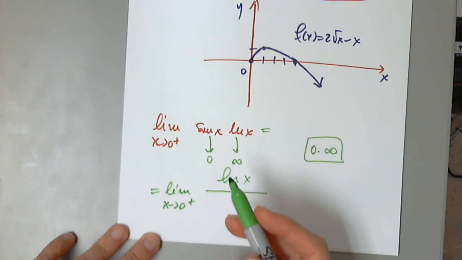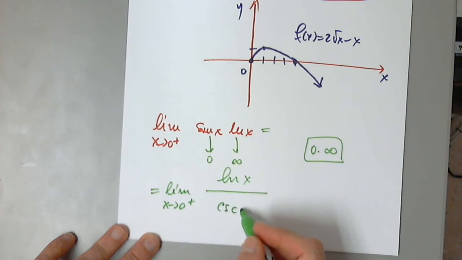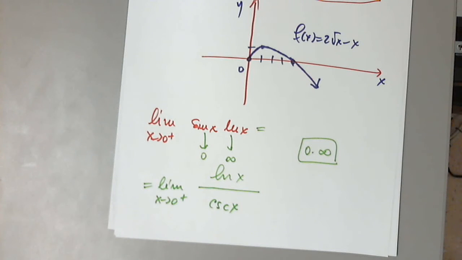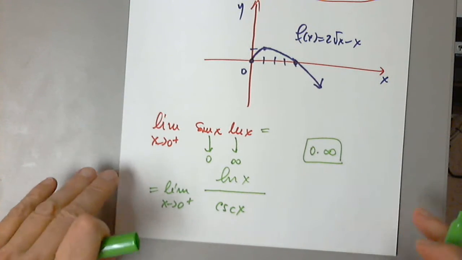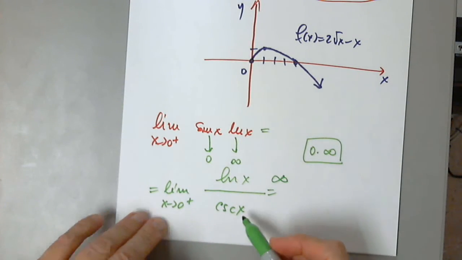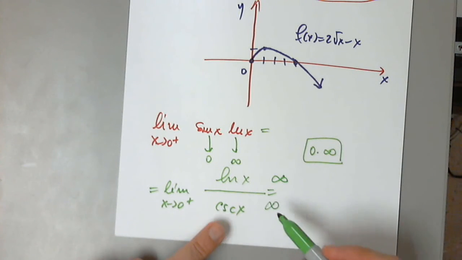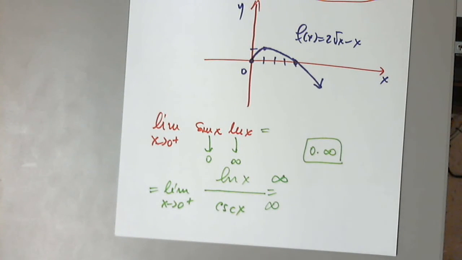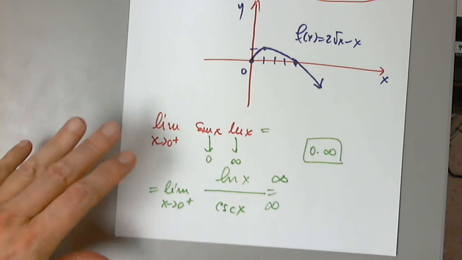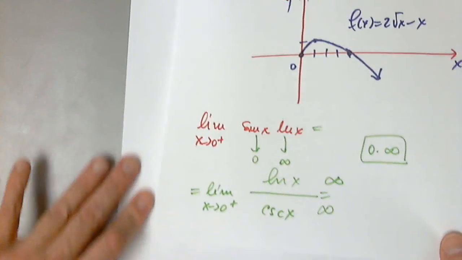But I know that I can change sine into cosecant, because cosecant is 1 over sine. So if this is 1 over sine, I can flip it and I get the same thing. So now I'm hoping that this situation is infinity over infinity or 0 over 0. And it is. This is still infinity, and 1 over 0 is still infinity. Only now I can apply L'Hopital's rule, which I couldn't before.